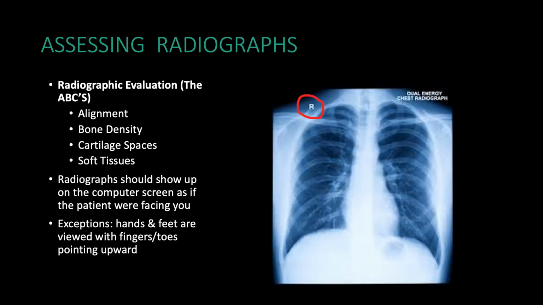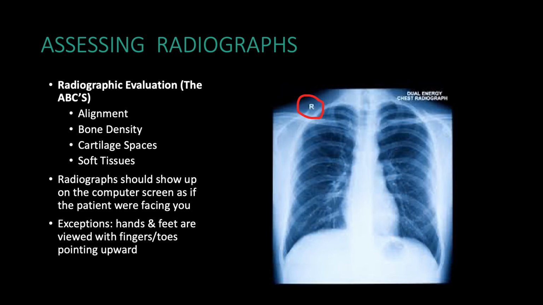So as we assess these x-rays, really we're going to look at the evaluation. You see up here on the right, or on our screen on the left side, the R, which indicates that is the patient's right. So you're going to look at the patient as if they're facing you at all times. When we look at radiographs, even MRIs, they'll be oriented this way.